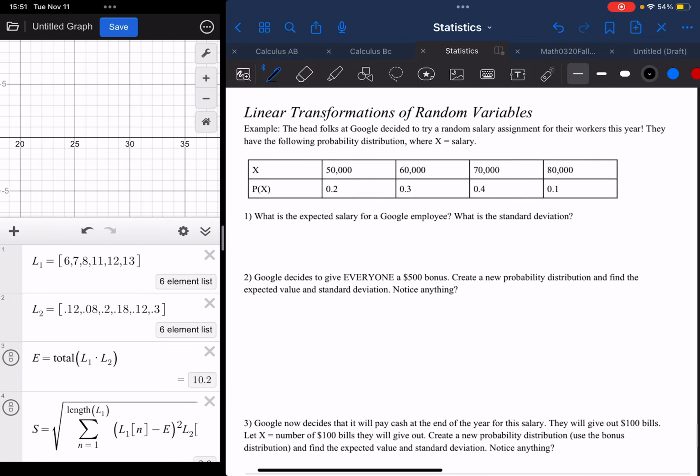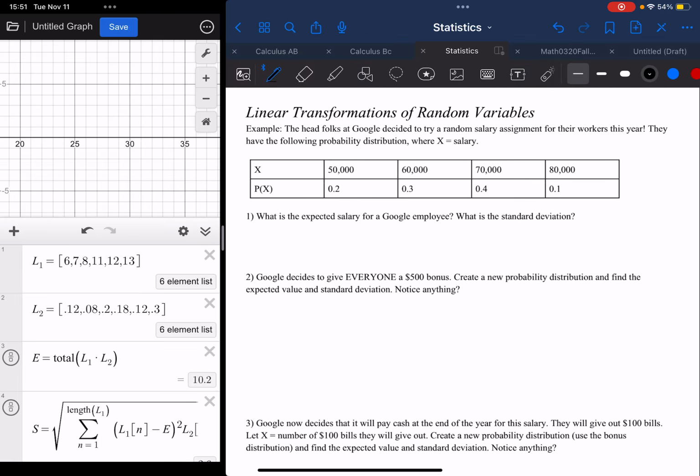Now we're going to look at linear transformations of random variables. In this example, it says the head folks at Google decided to try a random salary assignment for their workers this year. They have the following probability distribution where X is equal to salary. It says, what is the expected salary for a Google employee and what would be the standard deviation? So in order to find E of X and sigma of X, we're going to go back to Desmos and use that table above and replace our list 1 and list 2 with those values.